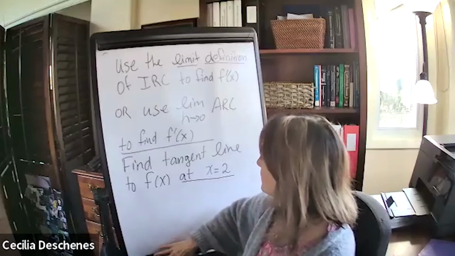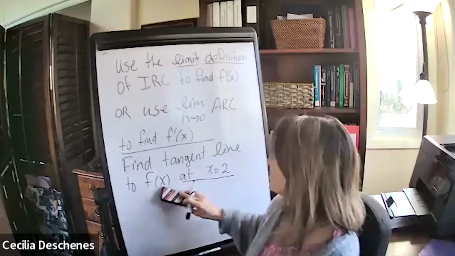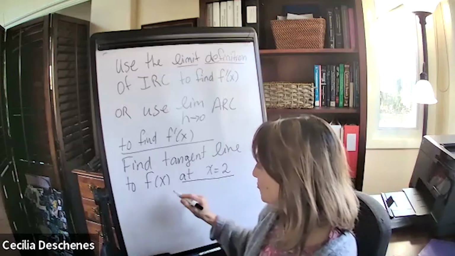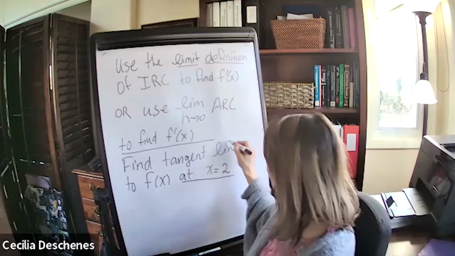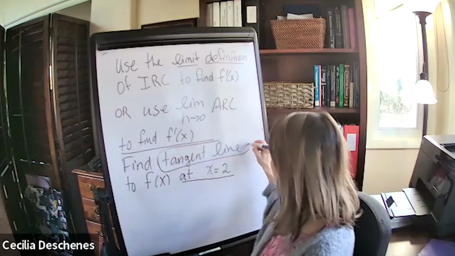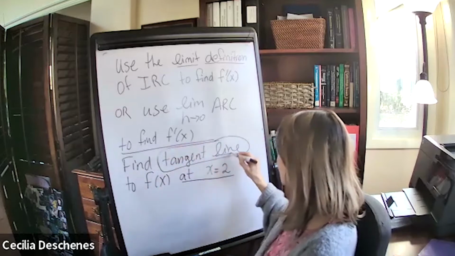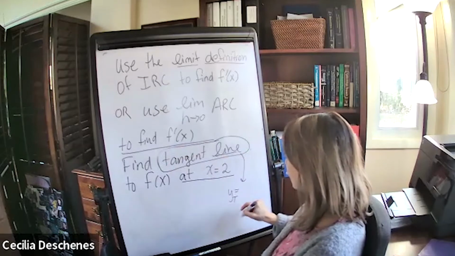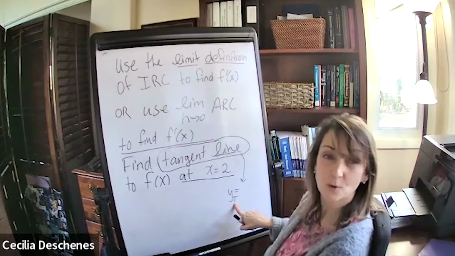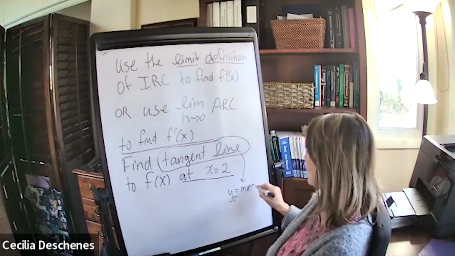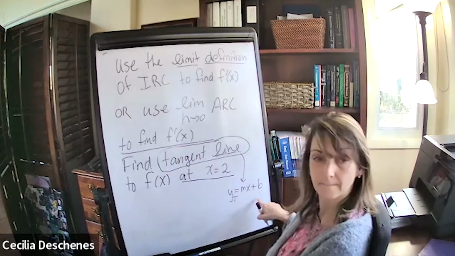So we want to find the tangent line to the function f of x at x equals 2. A tangent line is always going to have the form, because it's a line, y sub T equals mx plus b. I'm putting a little capital T as a subscript since we're trying to find a tangent line.